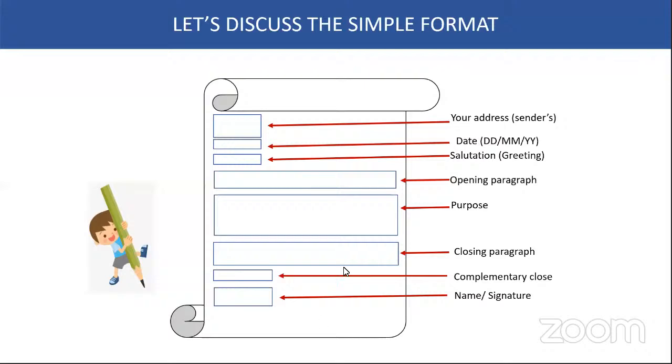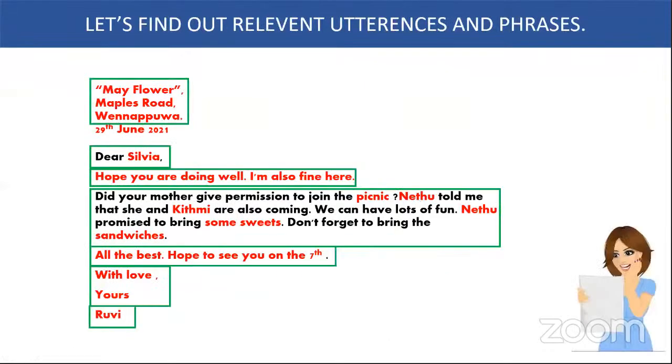Right. Once again, I have taken that Ruby's letter here. Why? Do you know why? Because we are going to find out the utterances and phrases, relevant utterances and phrases. Right?